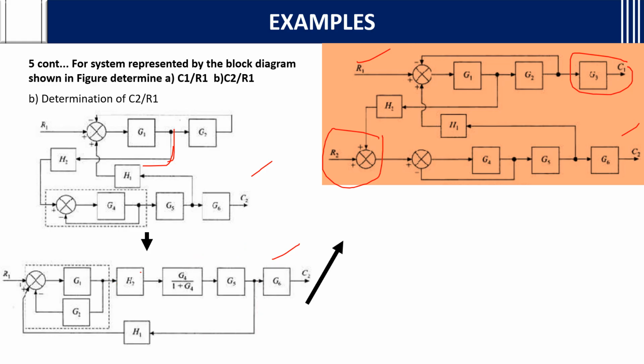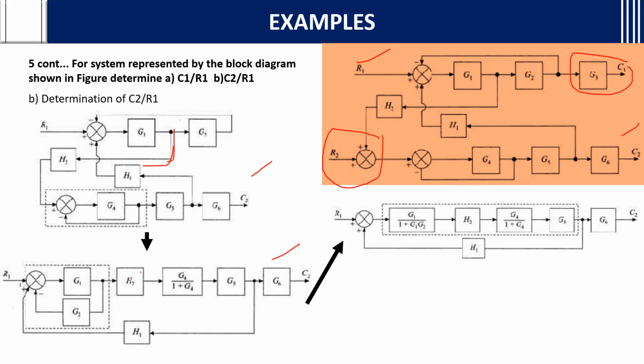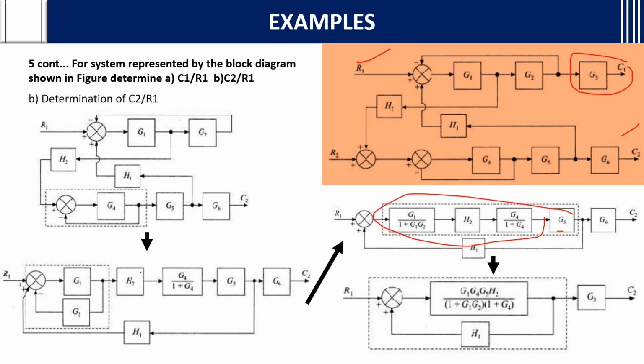After writing in this simpler way, from output to input, you can easily make connections accordingly between what and what. Then R1, what happens? This is in the form of G and G2 is H. So G1 by 1 plus G1 G2. Then there is H2, G4 by 1 plus G4, and G5. These all are in cascade, so you can multiply them. If you multiply them, you will get G1, G4, H2, G5 by 1 plus G1 G2 into 1 plus G4.